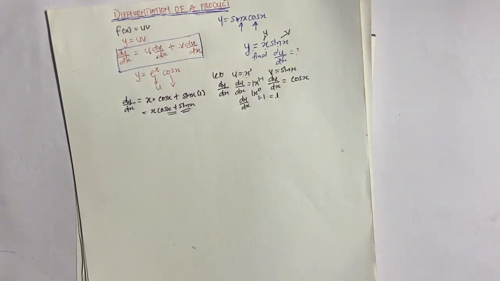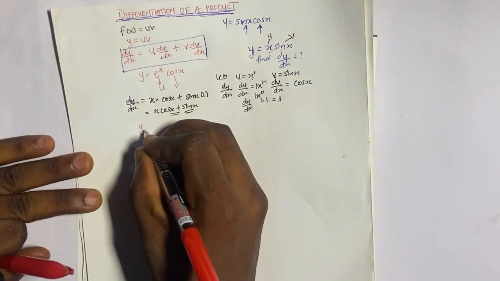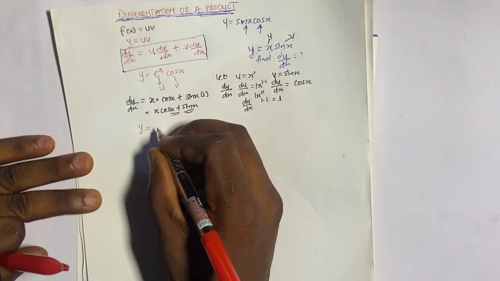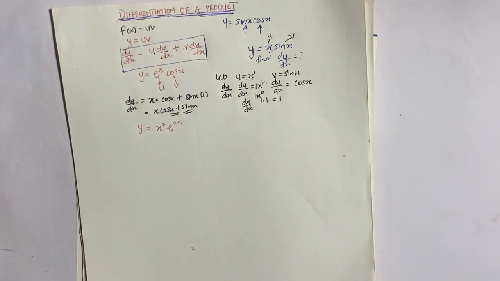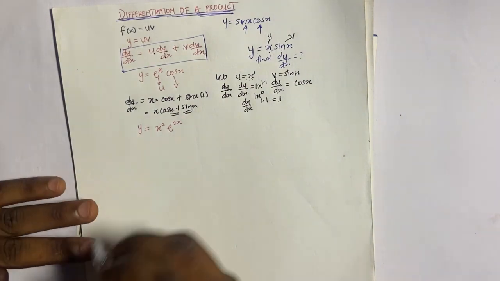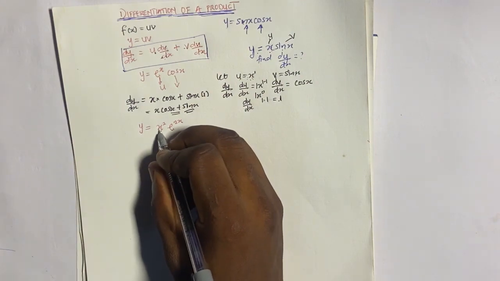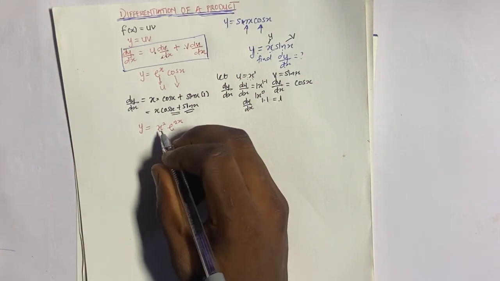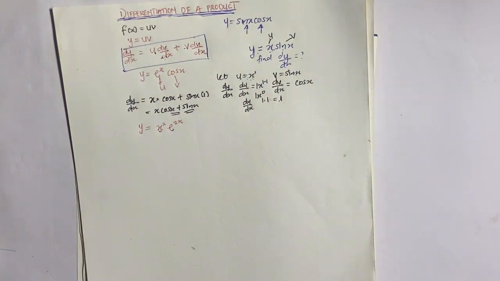So now I'm going to solve another example for you. Suppose you are given a function f of x, or you simply say y equals x squared exponential 2x, and you're asked to find the derivative of this function. Look at this very well. You have one function here multiplying an exponential function. This is a variable function, or you simply say a polynomial function, multiplying a variable exponential function. So in this case, I have to find the derivative using the product rule, because I'm having two functions multiplying each other.